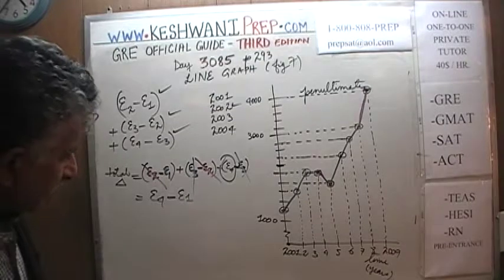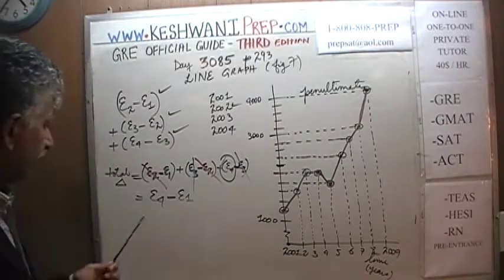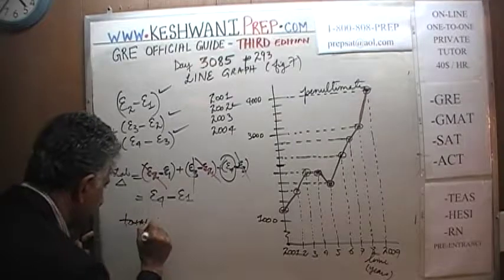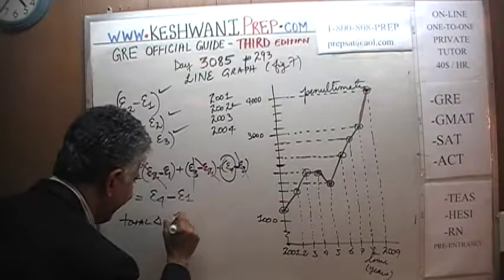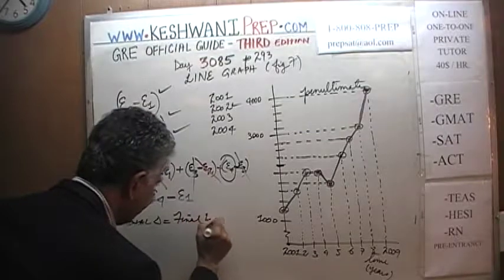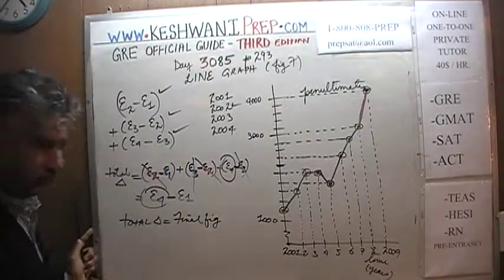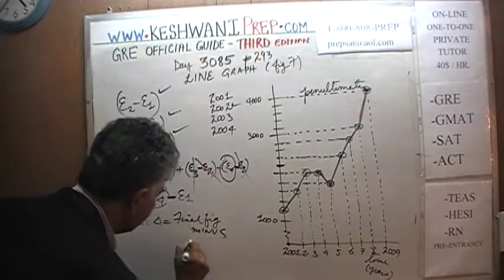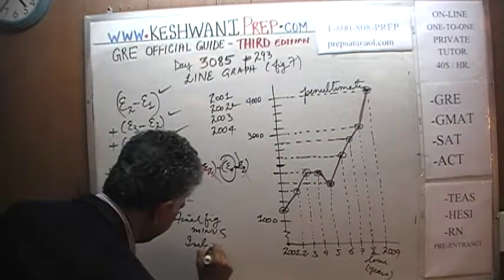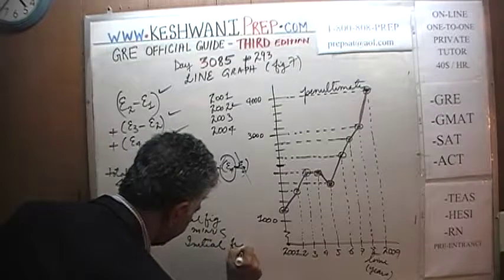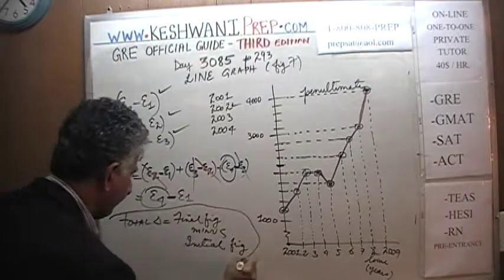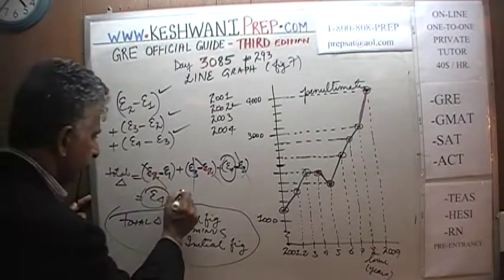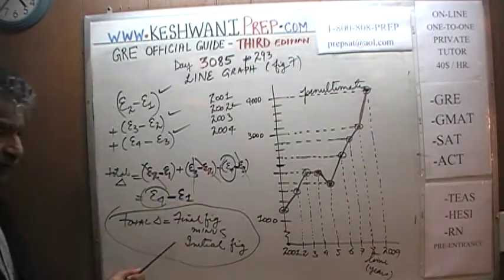In other words, the total change is simply the final figure, which in this case was 2004, minus the initial figure. I would have liked to continue writing it this way, but there is no room. The initial figure in this case being 2001. And that's how we find the total change.